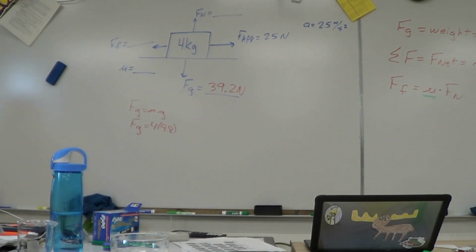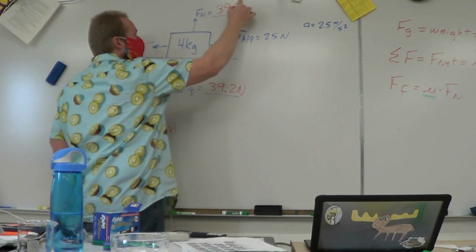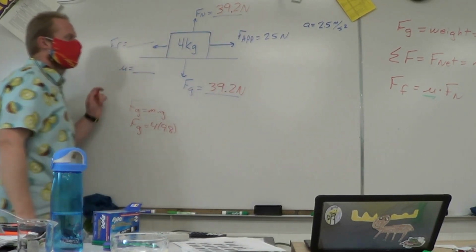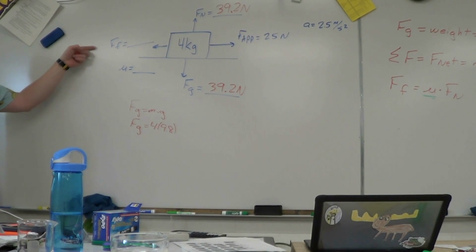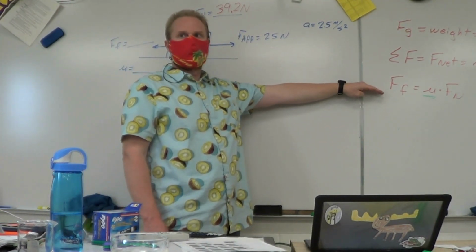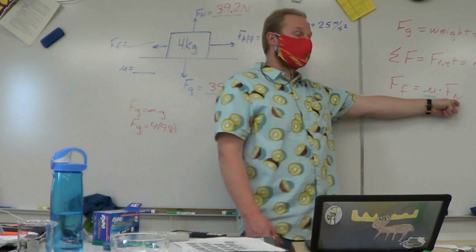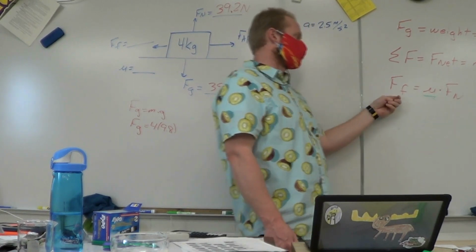What's true about my force in the y direction? Balanced or unbalanced? Is there only one force up and one force down? So what's true about those two values? They're going to be equal to one another, right? So my normal force is also 39.2. Do I have enough information to use what I'm calling the special equation, the force of friction equation? No, right? Do I know the normal force? Yes, but I don't know the coefficient, and if I don't know the coefficient, I can't solve for the force of friction.